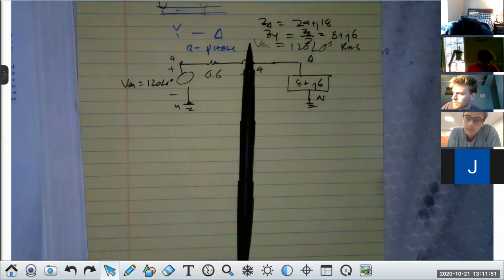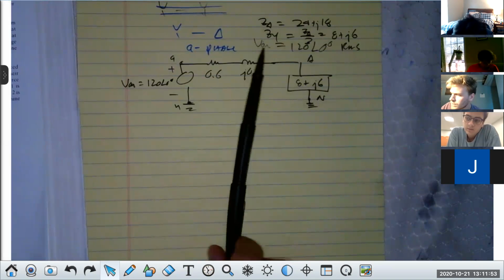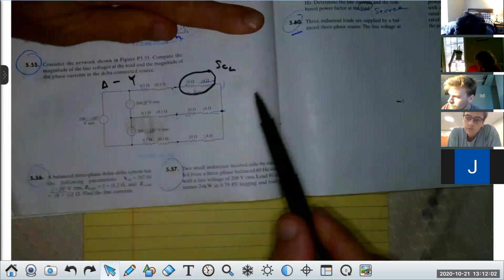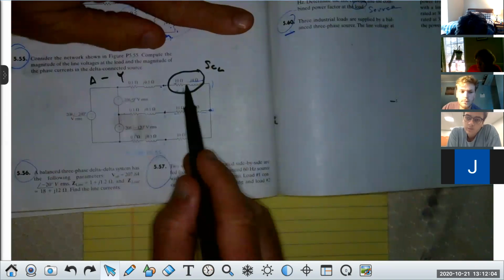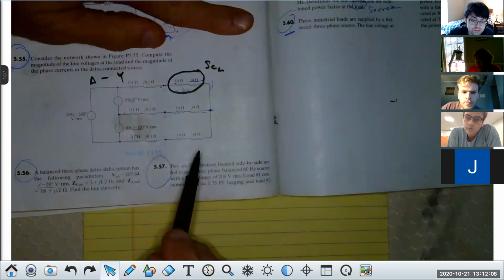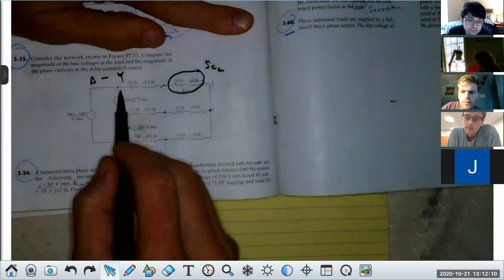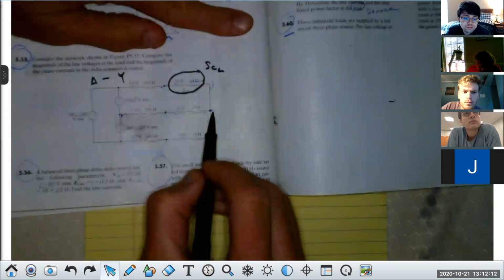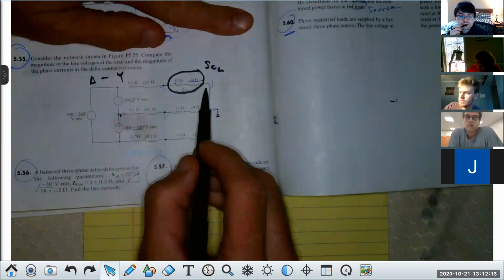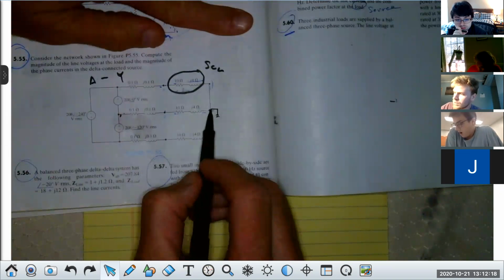Let me see if I can show you this. I want to show you it here. This one right here, I'm going to come back to the problem and finish it. But here, do you all see we have a delta source and a Y load? Can everybody see that? We've got a delta source and a Y load. The Y, there's a connection point there. Well, if we had a delta load, it would be between here and here, right?